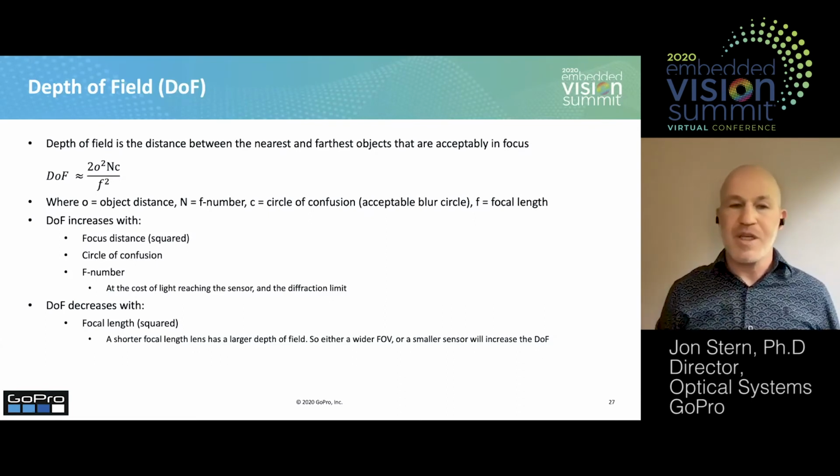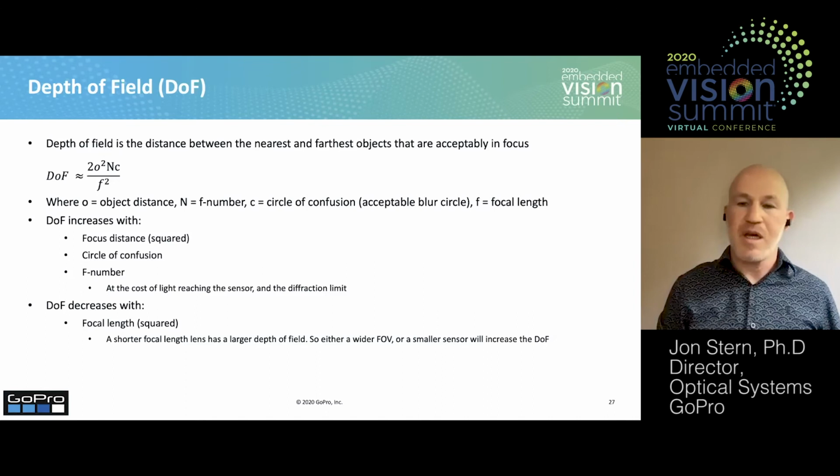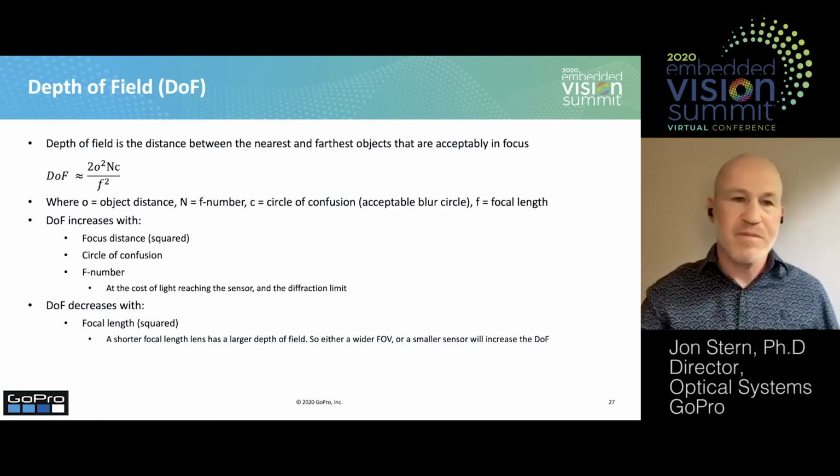Depth of field decreases with the focal length squared. So a shorter focal length lens has a larger depth of field. So either a wider field of view or a smaller sensor will increase the depth of field.